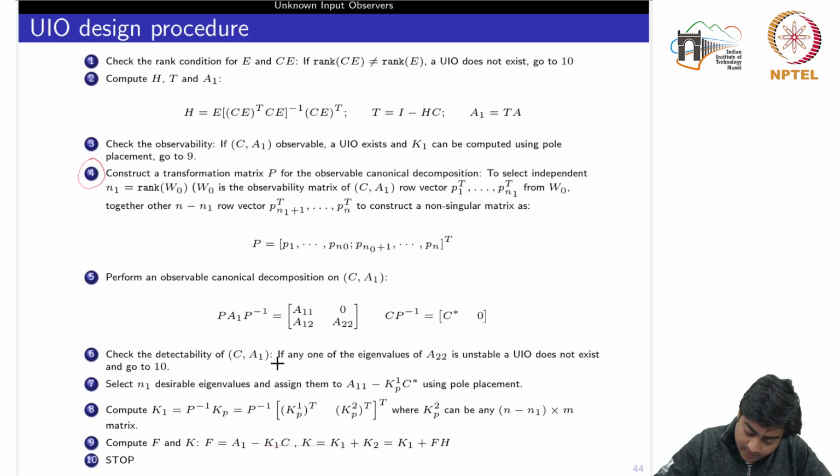So checking the detectability, we can see if the A22 is unstable, then again the UIO does not exist and we can stop the algorithm. So depending on how many states are observable, we can assign the desired eigenvalues, and the rest would stay as it is. So again we can compute this F and K matrices, which would finally yield us the unknown input observer. Okay.